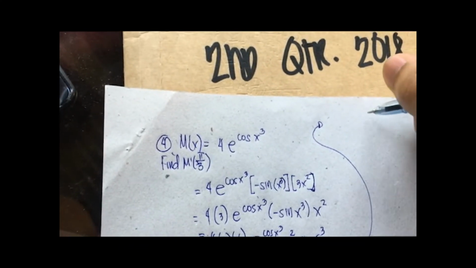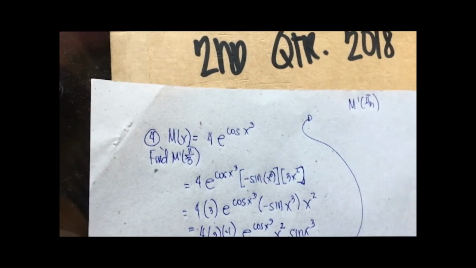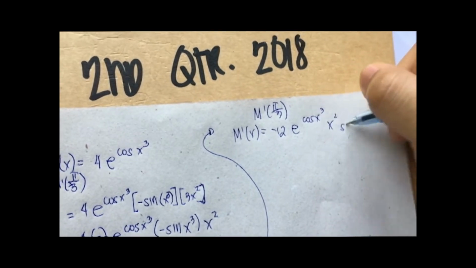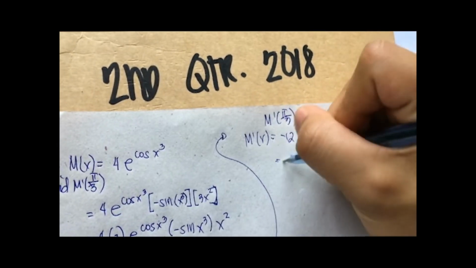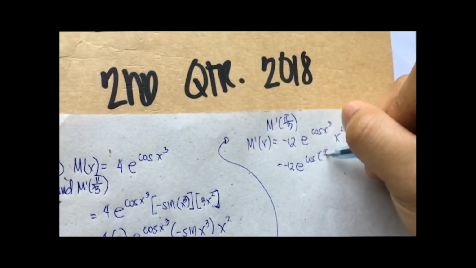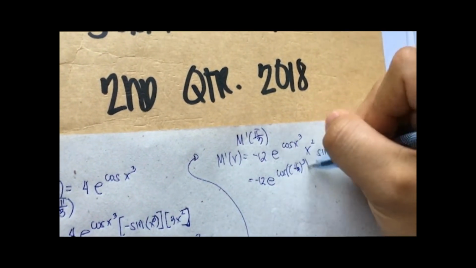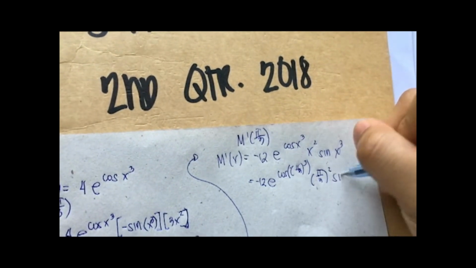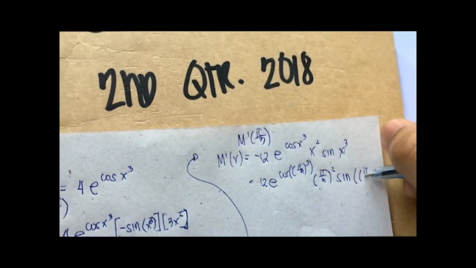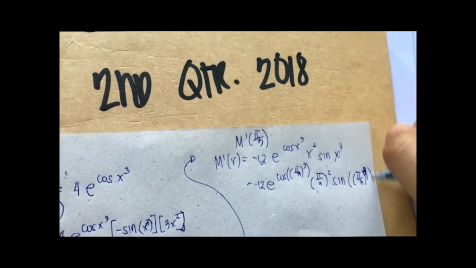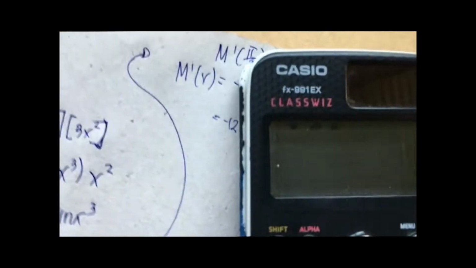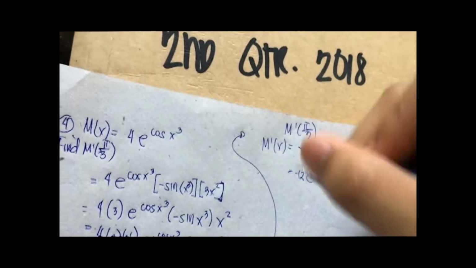Now, substitute into the derivative of your m. The value of your x is pi over 3. Okay? Your calculator should be in radian mode. So, your m prime x is negative 12 e cos x cubed x squared sine x cubed. Substitute, negative 12 e cos pi over 3 cubed. In the calculator, you should use double parenthesis. Sine parenthesis pi over 3 cubed close. Why double parenthesis here? Because if you put sine in the calculator, a parenthesis appears automatically. So you have now your final answer.